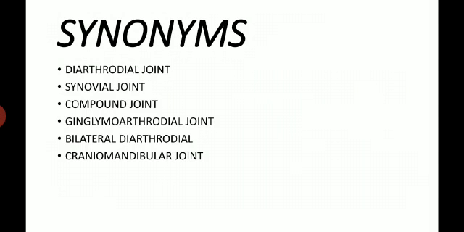It is also called a ginglymoarthroidal joint because the articular disc divides the TMJ into two compartments. The lower compartment permits hinge motion or rotation and hence it is termed ginglymoid, and the superior compartment permits sliding or translatory movement and is therefore called arthroidal. As a result, the TMJ as a whole can be termed a ginglymoarthroidal joint. It is also called a bilateral diarthroidal joint because right and left both function together.